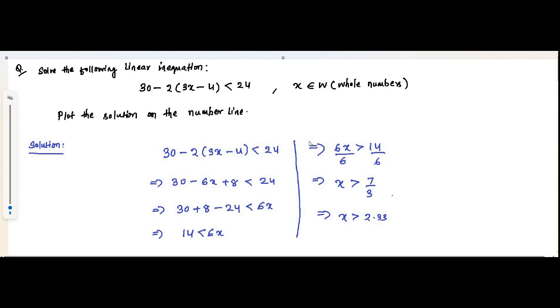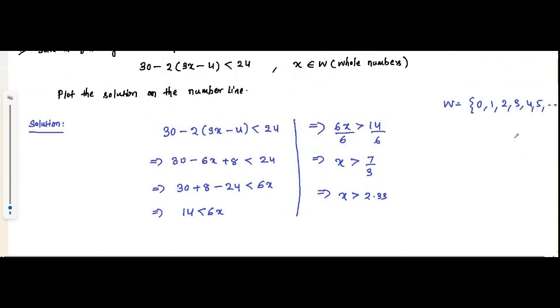Now the replacement set, the choice of numbers from which we have to pick the solution set, is the whole numbers, that is 0, 1, 2, 3, 4, 5 and so on. It goes on and on.